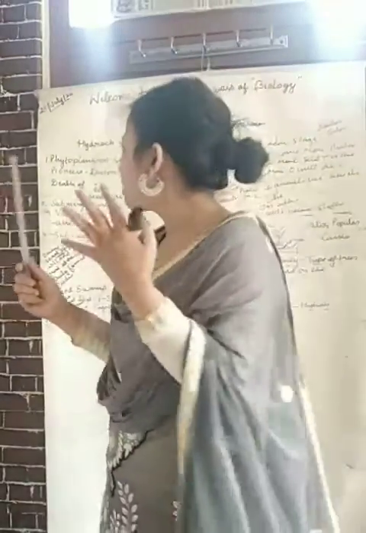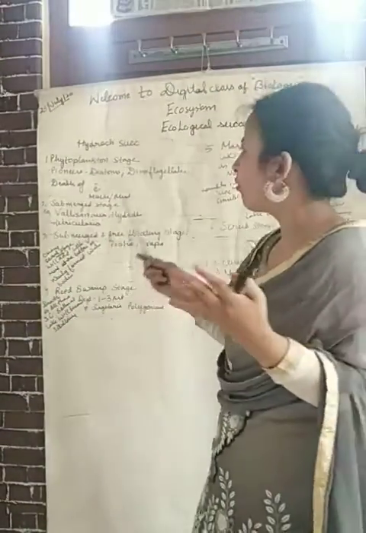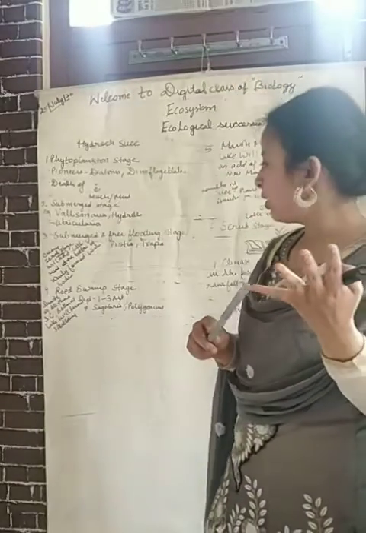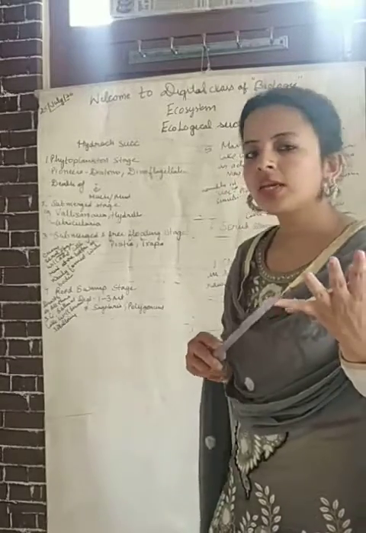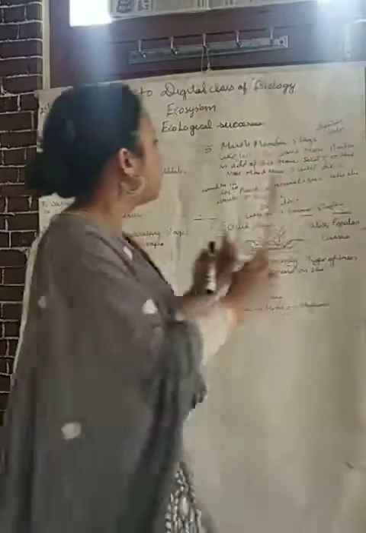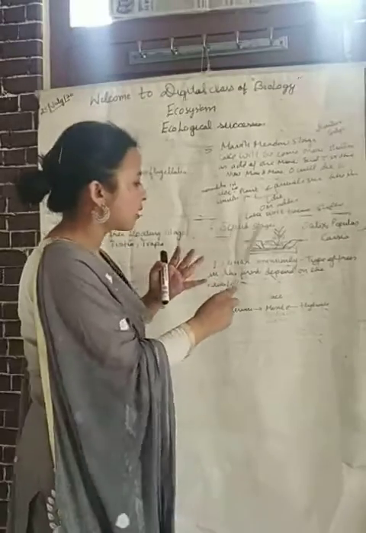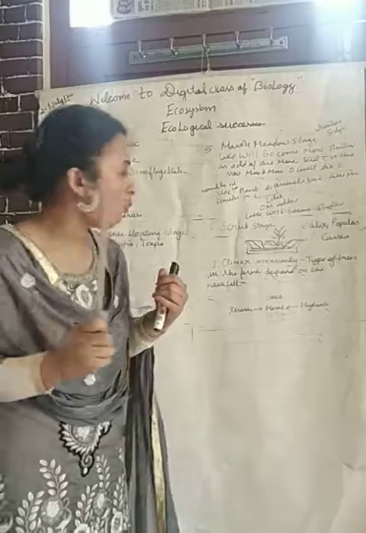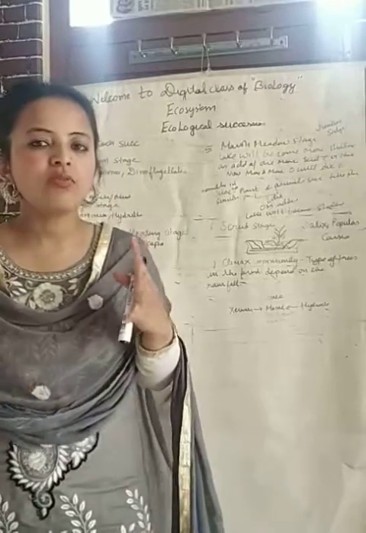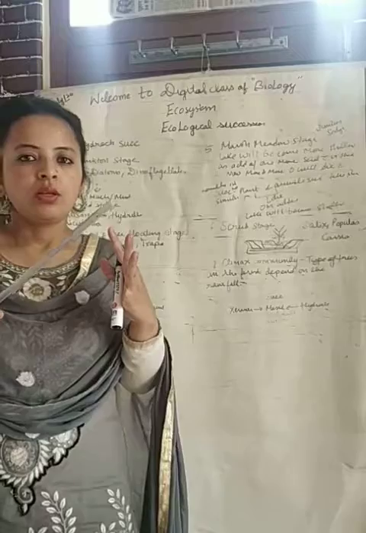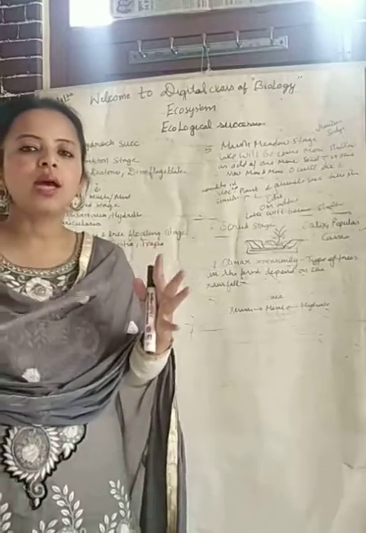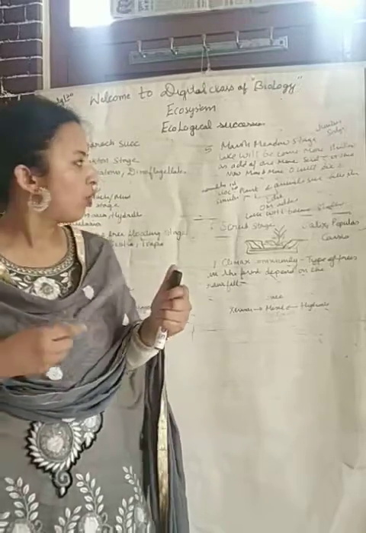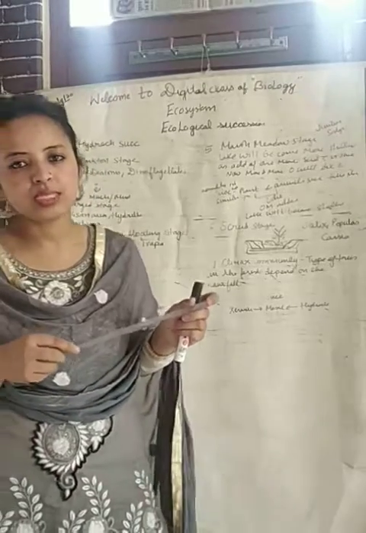In this we have studied about the different stages of your hydrarch succession: phytoplankton, submerged stage, then submerged and free floating stage, then reed swamp stage, then marsh meadow stage, then scrub stage, and finally your climax community. And dear students, remember that the type of trees in the forest will depend on how much rainfall there is, and according to that it will be named evergreen or deciduous. I hope you have understood today's lecture.